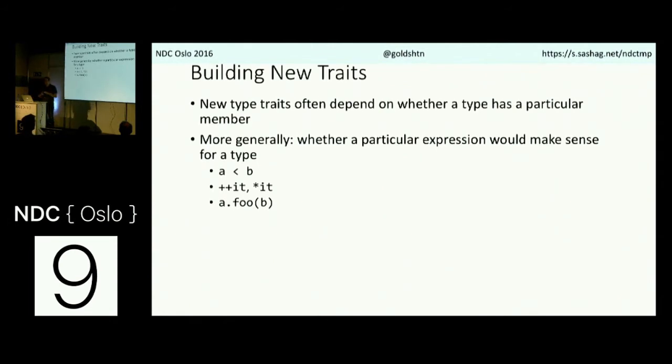Or more generally, does a certain expression make sense for my type? Does it compile? And even maybe, does it produce a certain type as a result? So for example, for the dereference operator on iterators, I actually wanted to produce a value. If I have a void returning dereference operator, that's a little fishy for a container. So we want to ask if a certain expression makes sense and maybe produces a particular type.